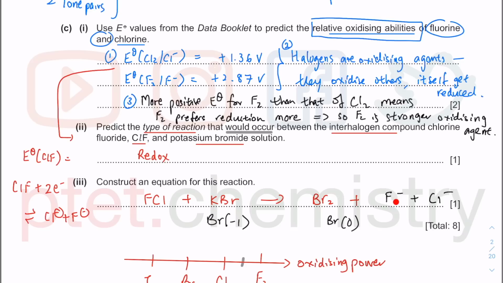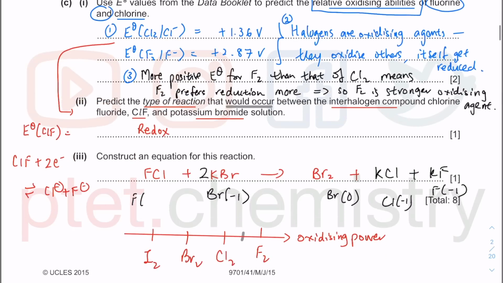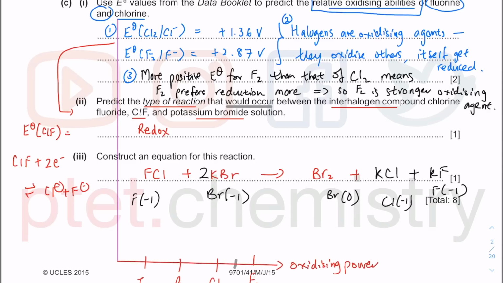And instead of the usual 2F minus or 2Cl minus, I get 1 of each because I have 1 of that, and I need 2 of KBr, and that balances out the Br, and I will have 2 potassium, so it's KF and also KCl just to balance the equation. KCl and KF, that is Cl minus 1, that is F minus 1. It's a bit hard to think about oxidation number here, but because fluorine is more electronegative than chlorine, what I can say is that must be fluorine minus 1, and the chlorine must be the one with the positive oxidation number because fluorine is more electronegative.